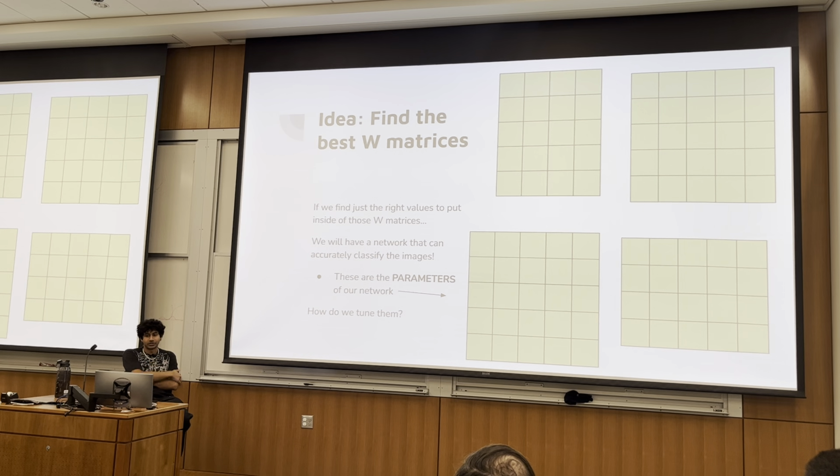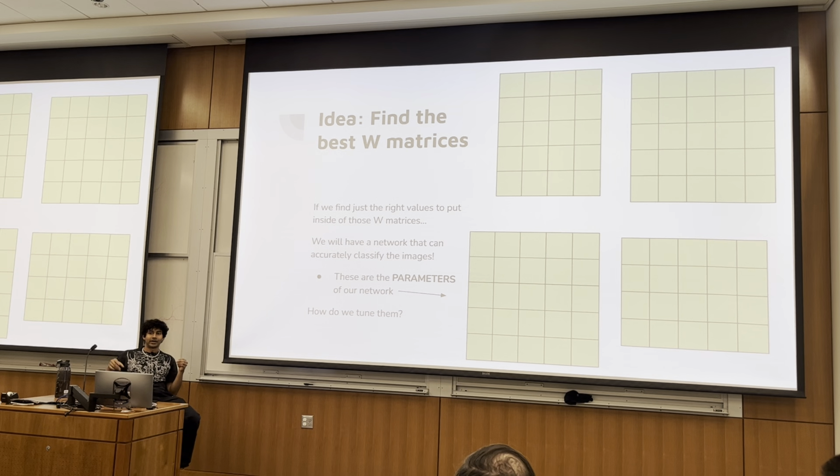You can see how many there are. You can just check out how many there are in your head. But we need to find numbers for each one of these squares that are so perfectly selected such that if I give the network input, it'll actually classify my image properly, right?